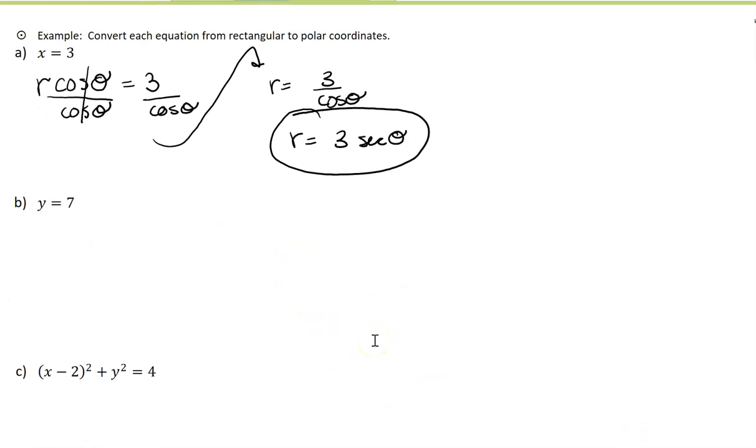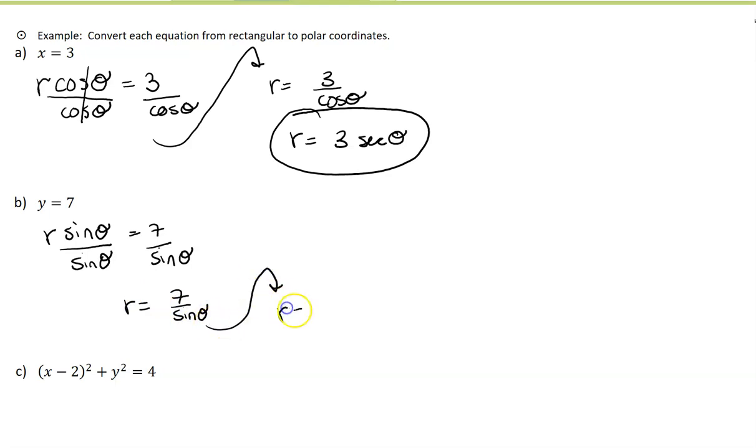With the next one, I've got y equals 7. Remember, y is r sine of theta. So I'm going to pull the same trick I did before. I'm going to divide by sine of theta. And I get r equals 7 over sine of theta, which I can write as r equals 7 cosecant of theta.